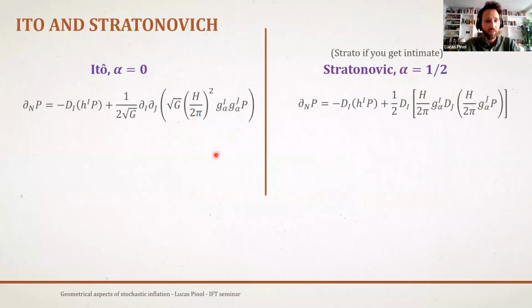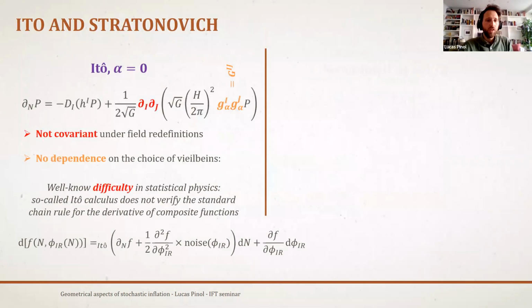As Pierre noted, alpha equals 0 is called the Ito prescription, and alpha equals 1/2 is called the Stratonovich prescription. In the Ito case, you are getting rid of the second term in the previous equation, and this is the Fokker-Planck equation that you get. Unfortunately, this equation is not covariant under field redefinitions. You have these partial derivatives that remain, and this is quite bad because it means that your result depends on the choice of coordinates. But you see that the dependence on the field vielbeins actually disappears from the equation because they only appear as a square, and as a square, this is the field space metric, which is completely defined unambiguously.